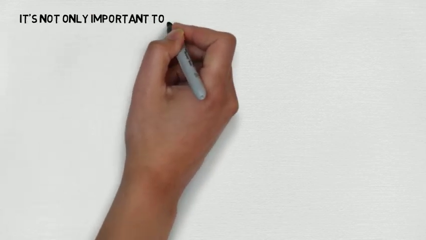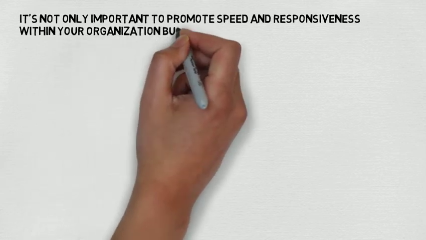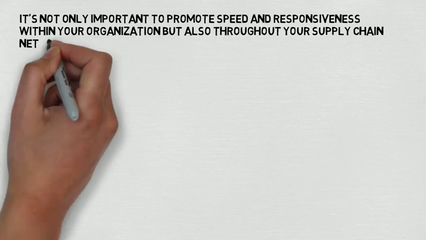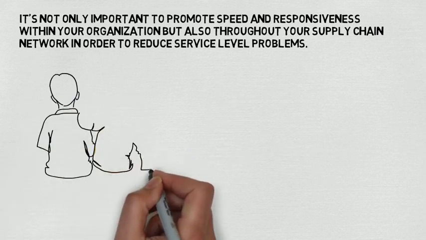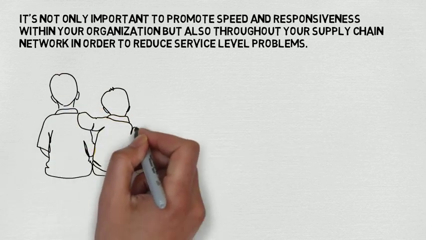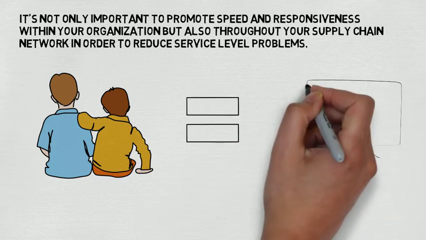It's not only important to promote speed and responsiveness within your organization, but also throughout your supply chain network in order to reduce service level problems. One way we do that is through treating our suppliers as partners rather than adversaries. In the just-in-time viewpoint, we view our suppliers as part of the team, not only focused on reducing cost, but also building a long-term relationship with mutual trust. This will help increase responsiveness throughout our supply chain network.